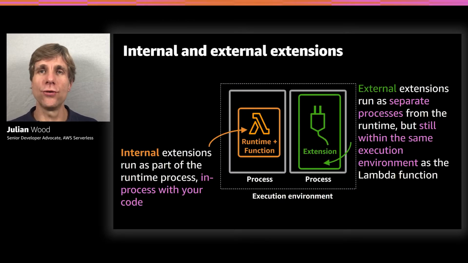Lambda supports two types of extensions, internal and external extensions. Internal extensions allow you to modify the startup of the runtime process. They run in process with your code as separate threads within the runtime process, which starts and stops them. External extensions run as completely separate processes, but still within the same execution environment as the Lambda function.